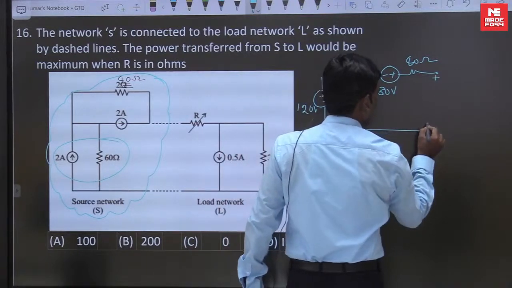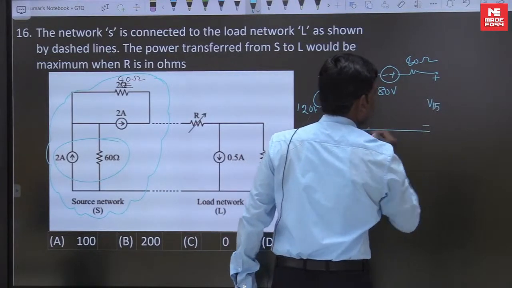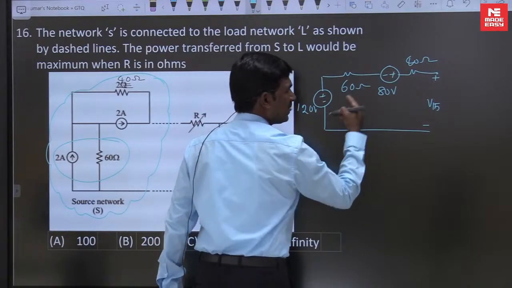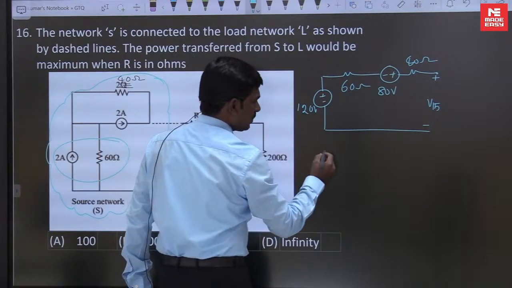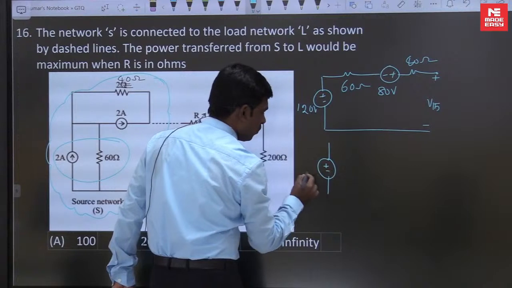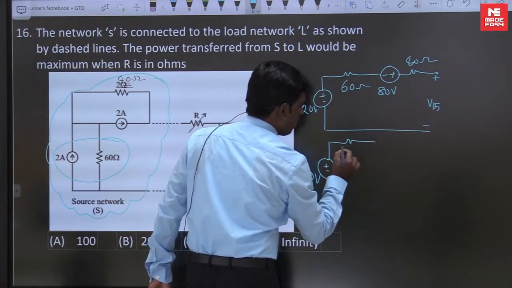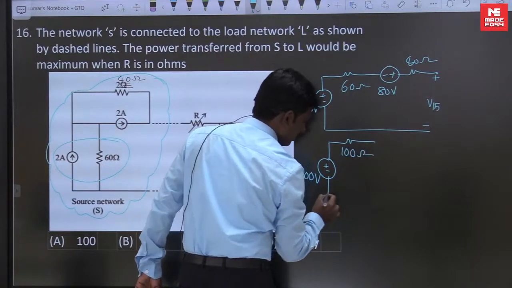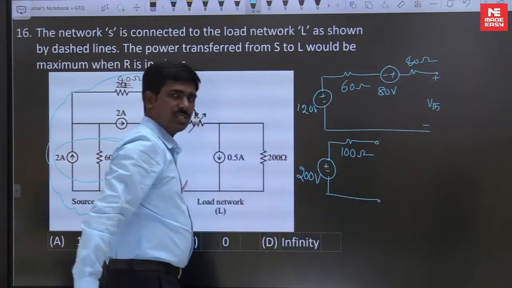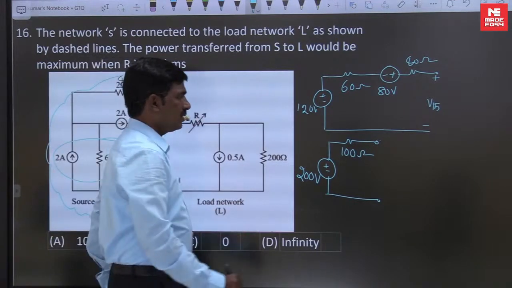Now how much is this VTH here? What can VTH be? 120 plus 80, 200 volts. So this total is 200 volts, in series with 100 ohms. This is RTH and VTH. Now connect R here.